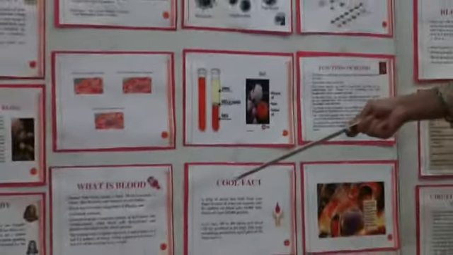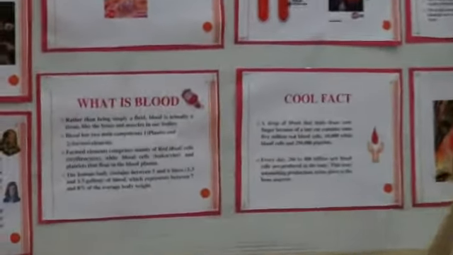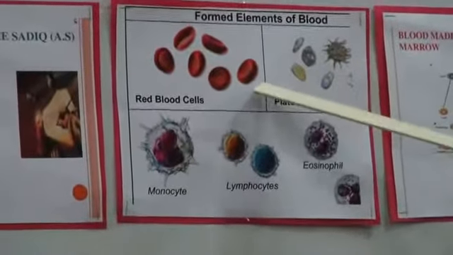So the human body contains about 5 to 6 liters of blood, and it represents about 7 to 8% of the average body weight. So back to the formed elements of our blood. The RBCs are the red blood cells, which give our blood its color.